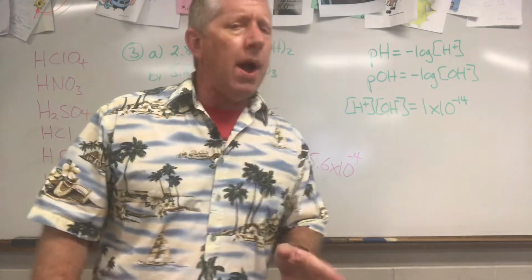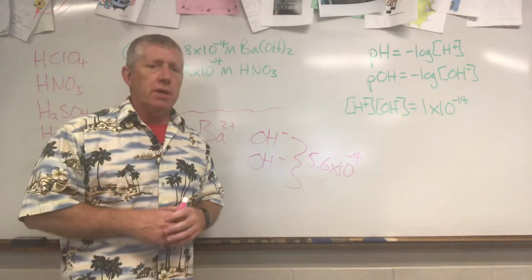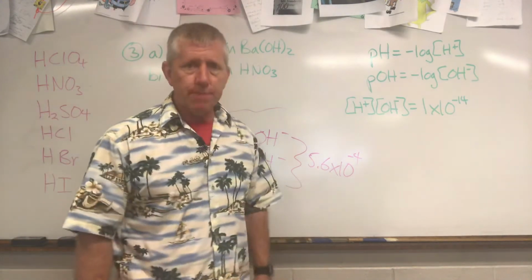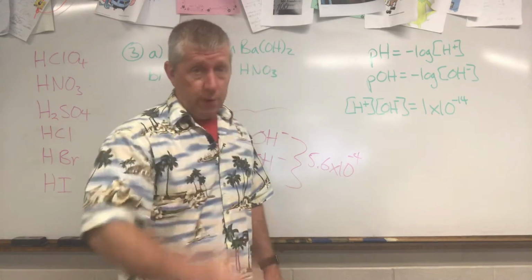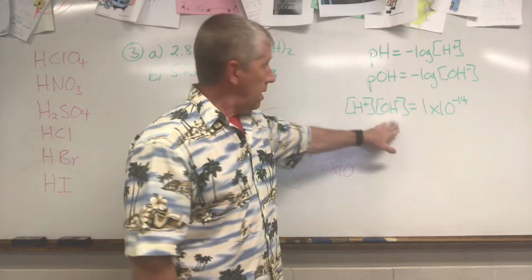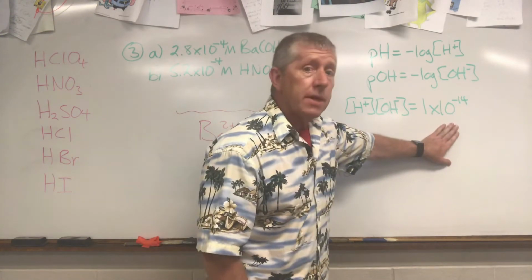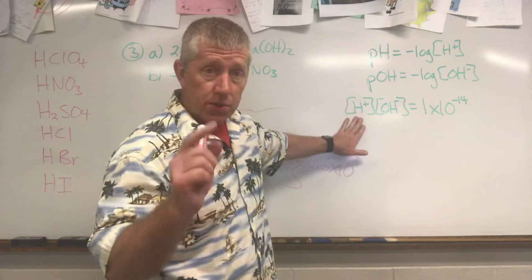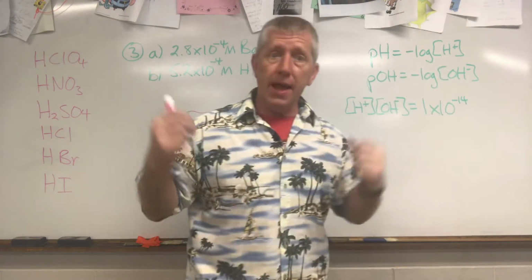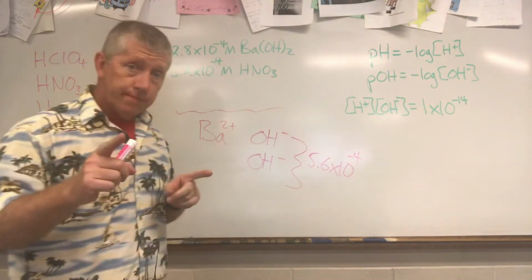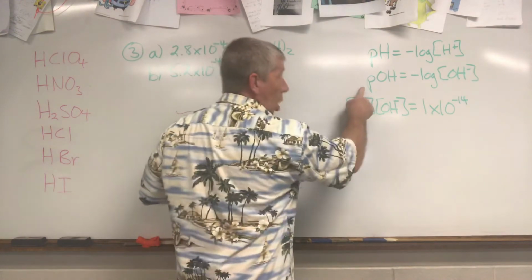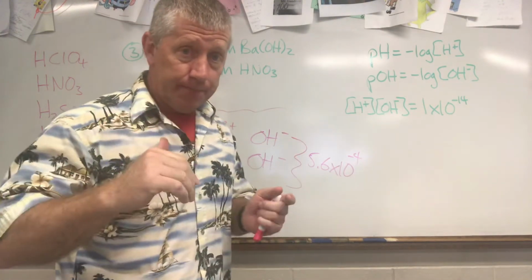Okay, now this didn't want hydroxide concentration, it wanted pH. How am I going to get the pH? Two ways you could do it. You could take this, put it in here, divide it into 1 times 10 to the negative 14th, and get your H concentration, and take that, put it in here, answer. Or, since this is OH, we can get the pOH of this solution.